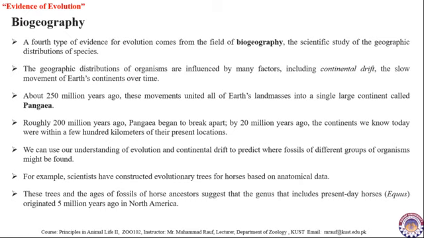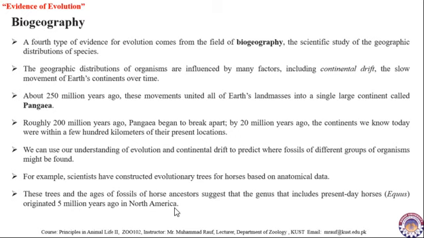So, how does biogeography provide evidence for evolution? The Equus horses evolved in North America 5 million years ago, and North and South America separated from each other 20 million years ago. So, the fossils of this ancient Equus horse can only be found in North America and not in South America.